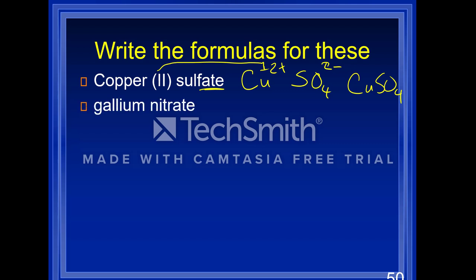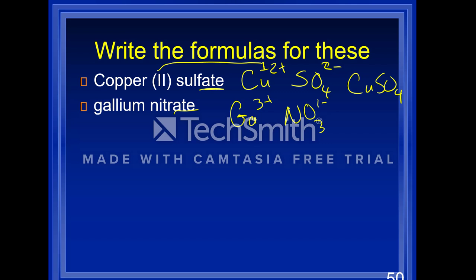About gallium nitrate. Now, there's a big hint here. Gallium doesn't have a Roman numeral. That gives you a hint about where to look for it. You should look at 1A, 2A, and 3A, right? And you'll find gallium is in group 3A. So gallium gets a 3 plus charge because it's in 3A. Nitrate ends in ATE, NO3 with a 1 minus charge.